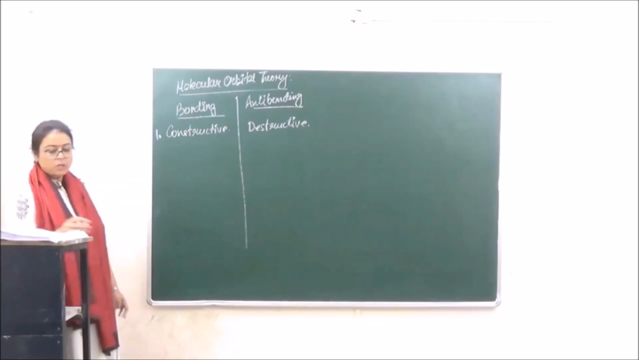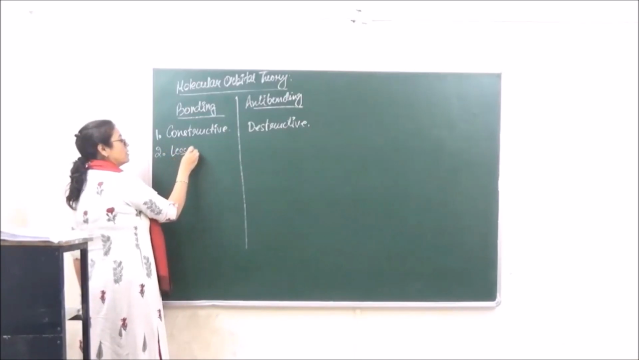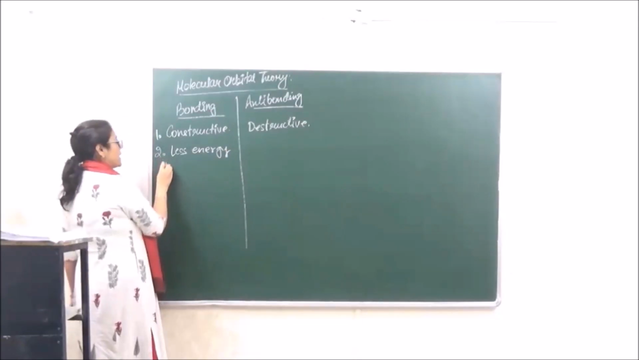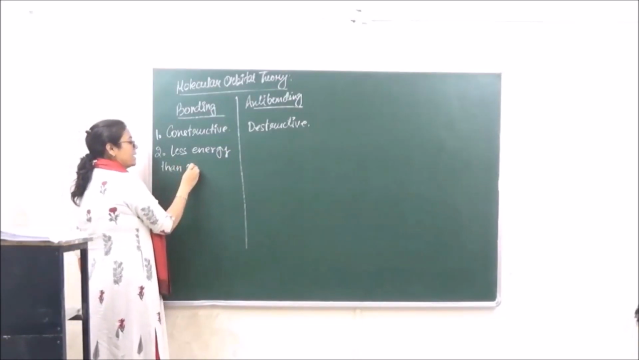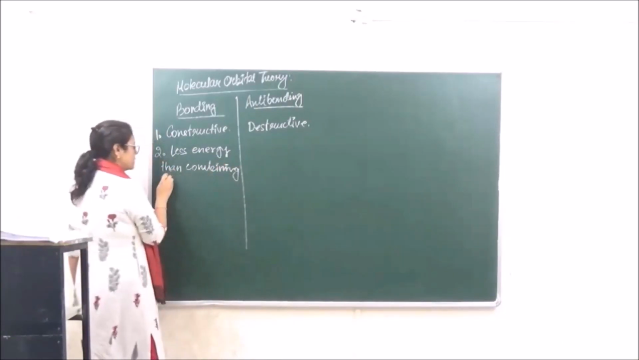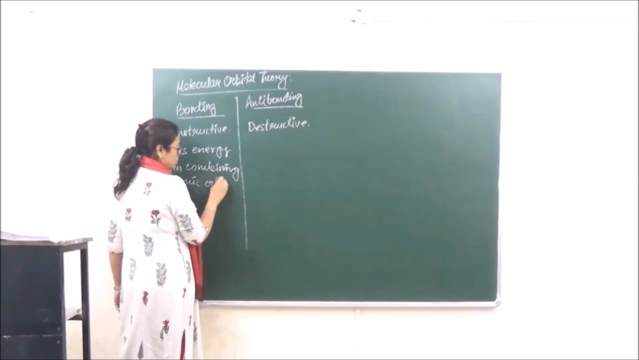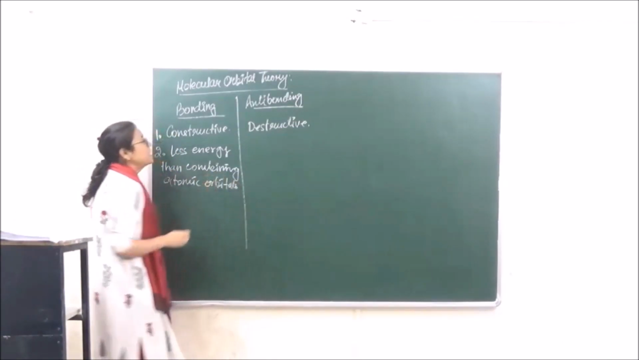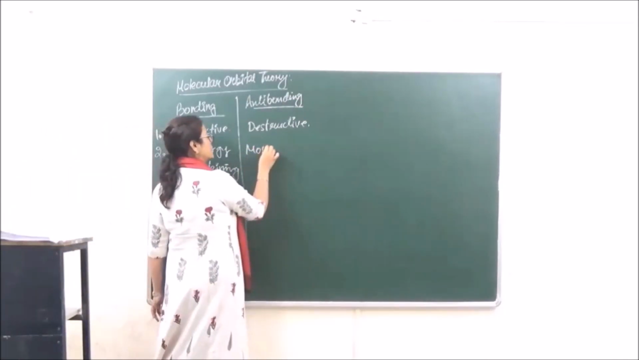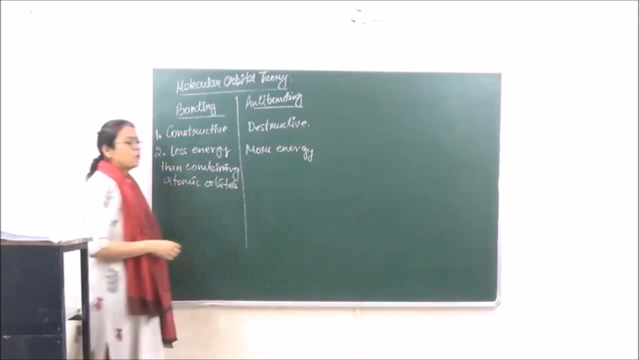Okay? Then number 2, the bonding molecular orbital has less energy than the combining atomic orbitals, right? Whereas anti-bonding is going to have more energy than the combining atomic orbitals.